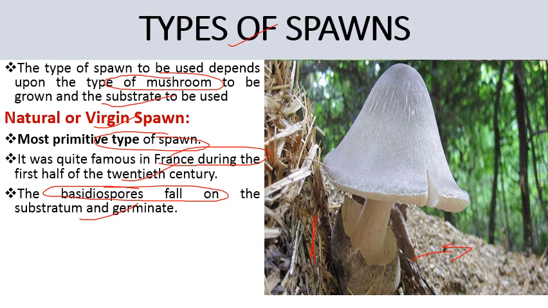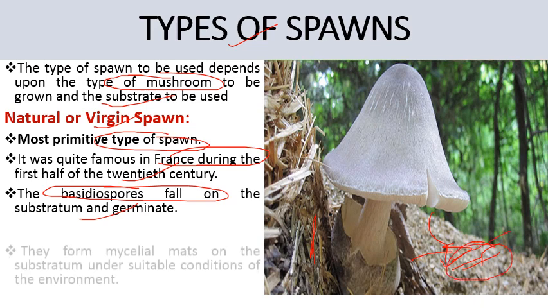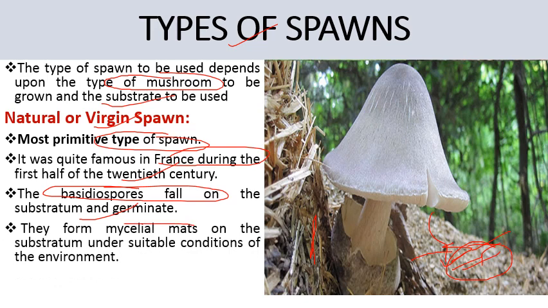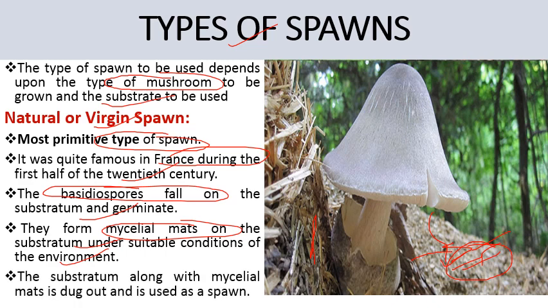So the spores that fall down germinate and form the mycelial mass, and that mycelial mass is dug out, and it is used as a seed or propagating material. They form mycelial mats on the substratum under suitable environmental conditions. The substratum along with the mycelium mat is dug out and used as spawn. So this is known as the natural or virgin spawn.